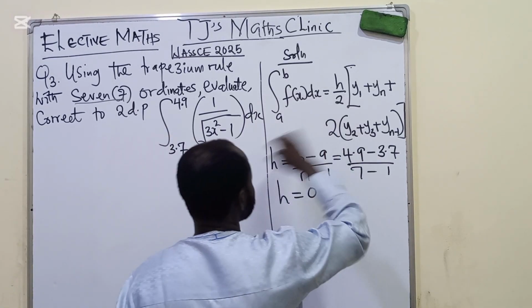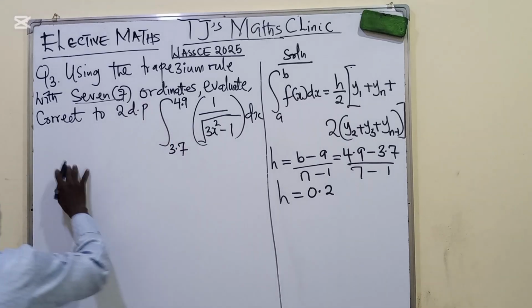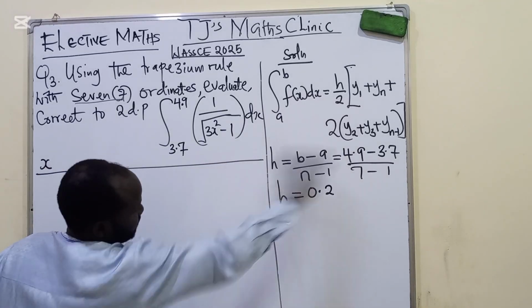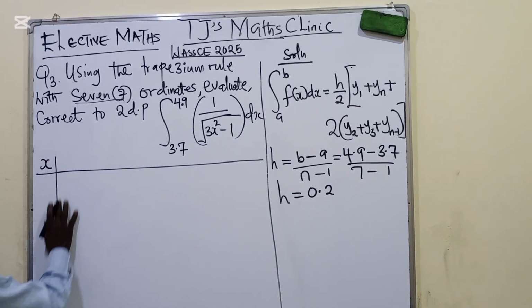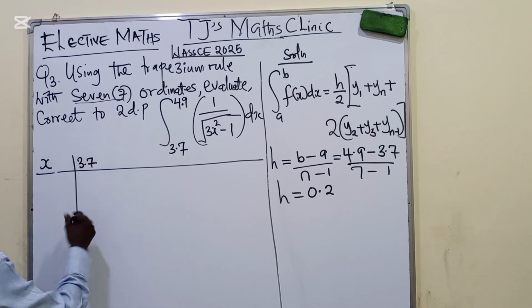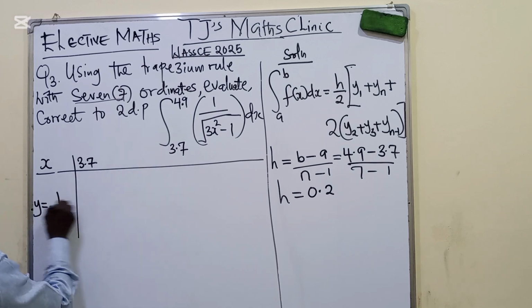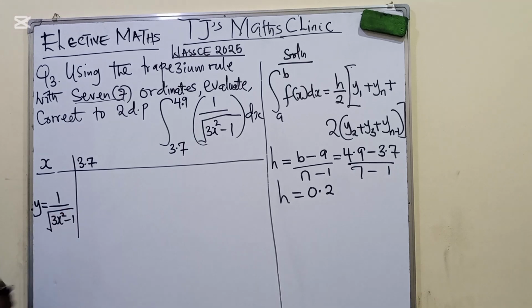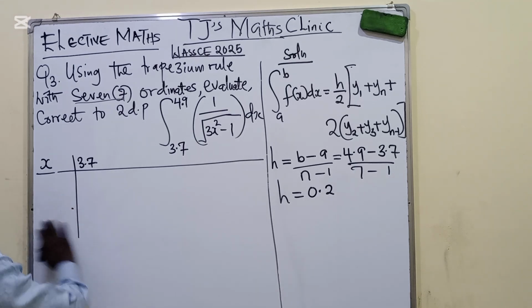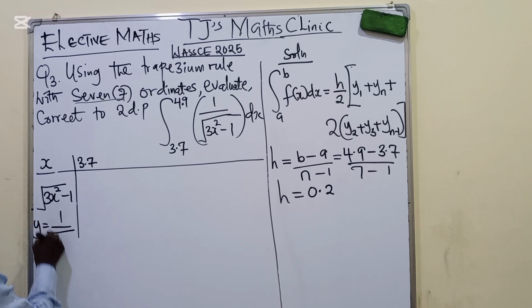So let's look at how we can tabulate this. Then we now use this formula to evaluate it. I'll have x this way. It will start from 3.7 and keep increasing by 0.2, that's the interval. Then we'll have the y now. Our y will be 1 divided by the square root of 3x squared minus 1. We can split this if we want, and write it as 1 divided by root 3x squared minus 1.